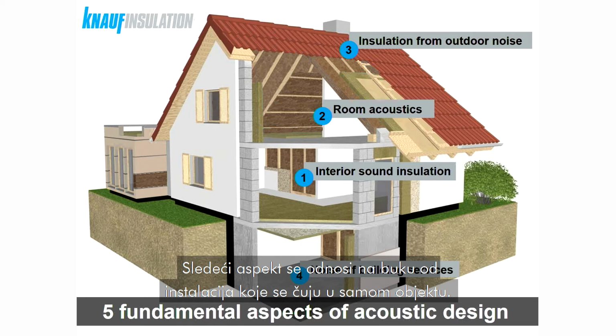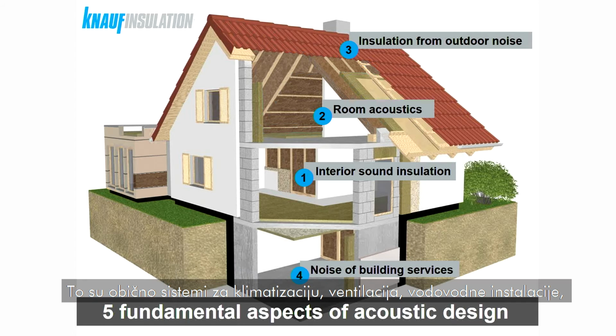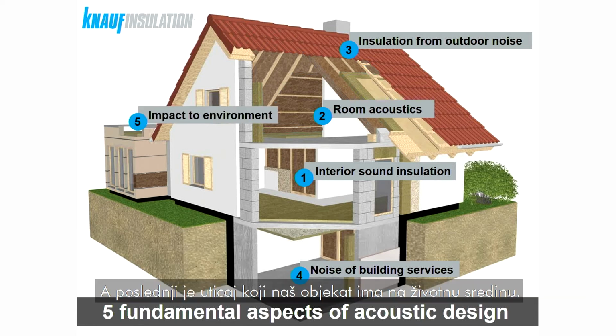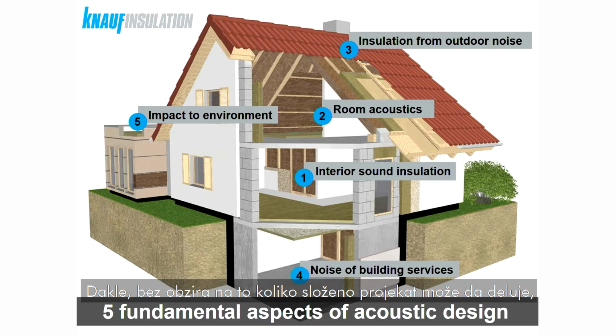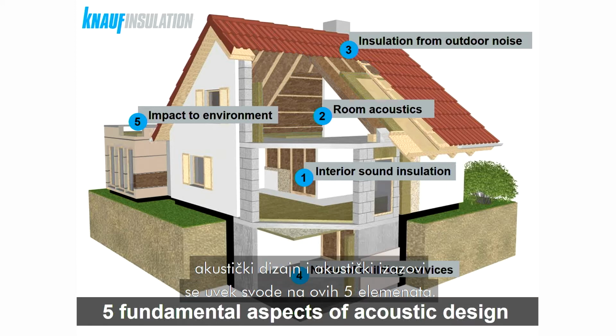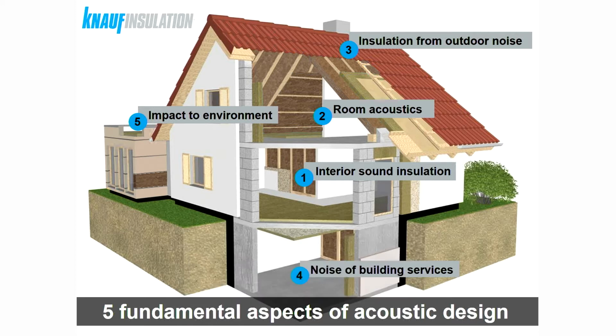Next one, the noise of building services which are heard inside the building. Those are typically air conditioning systems, ventilation systems, plumbing, elevators, and various items of equipment which are essential for the operation of the building. And the last one is the impact from our building towards the environment. So this aspect deals with the acoustic treatment of equipment which is installed within our buildings or typically on the roofs of our building. So no matter how complicated the project might seem, the acoustic design and the acoustic challenges can always be broken down to these 5 fundamental aspects.